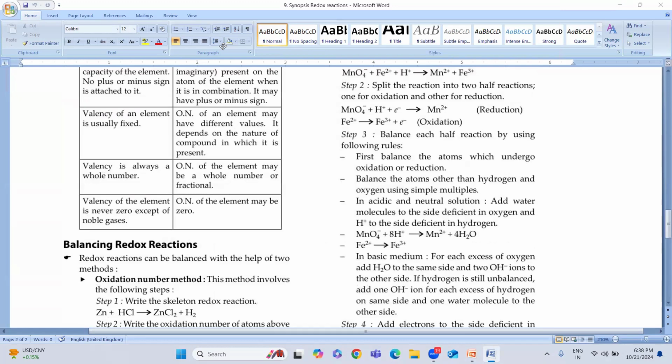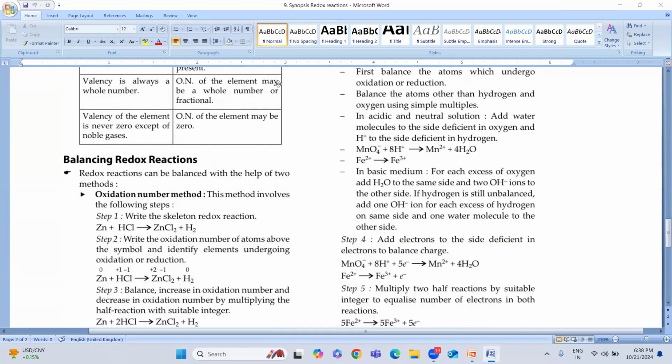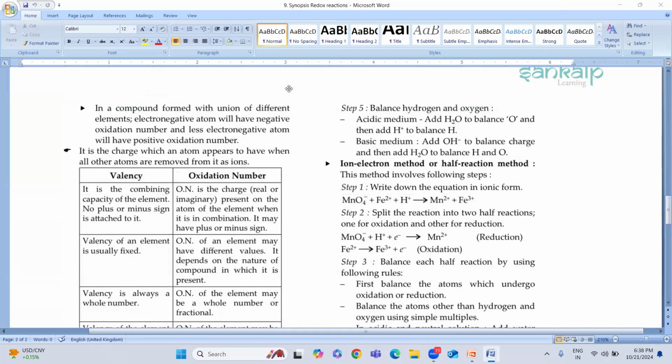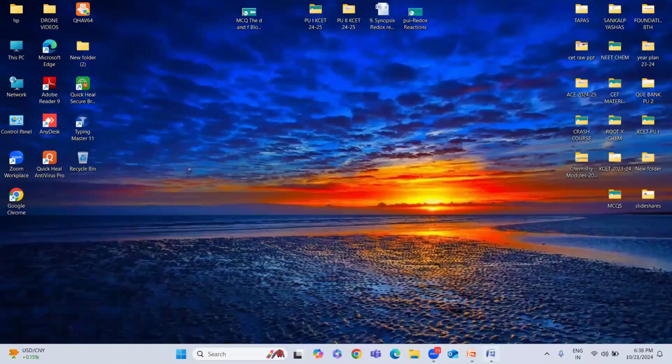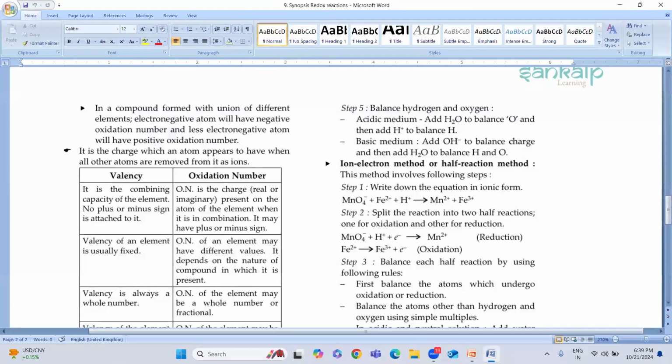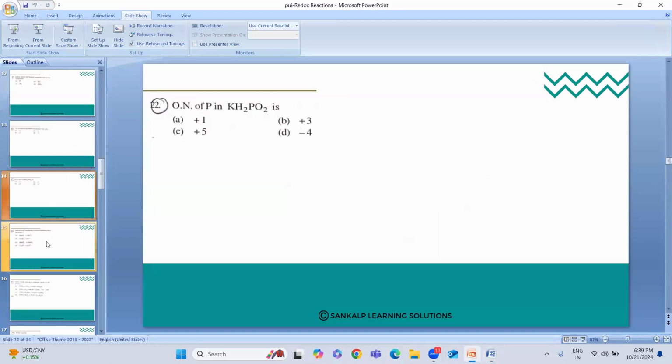For balancing the redox reaction, there are two methods. One is the oxidation number method. Another is the half cell reaction method. First we'll see the questions and then we'll come back to this. Up to here we have solved, right? Let us go for the next one.